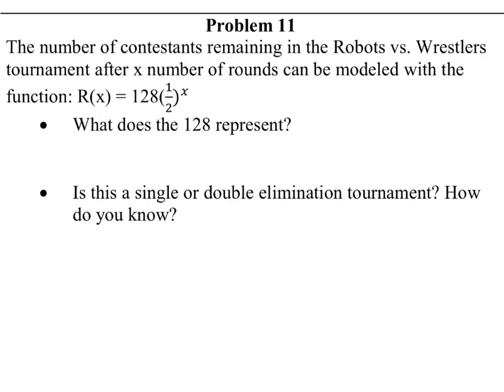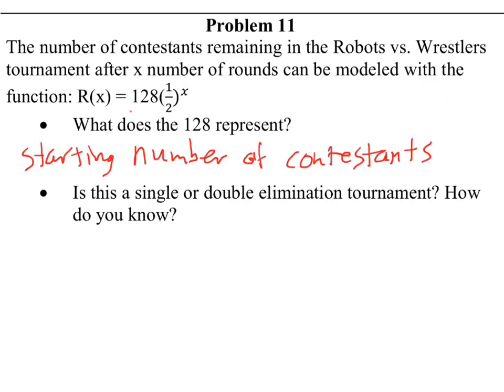Number 11, contestants in a tournament, here was 128. I mean, what does 128 stand for? That's your initial value. That's the starting number of contestants. Alright, so that's the starting number of contestants right there. And the next question is asking whether it's single elimination or double elimination. Well, if you do one round, you're going to put a 1 there, and you're going to have to do 1/2 to the 1st power, which is 1/2, and times it by 128. So after one round, you're going to have 64 contestants.